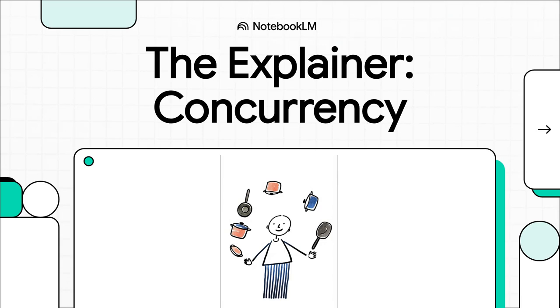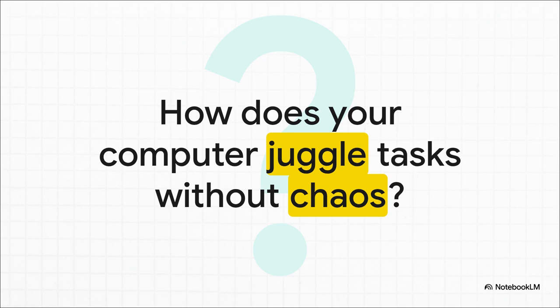Today, we're going to pull back the curtain on this incredible magic trick your computer pulls off every single second. It's called concurrency. I mean, really think about it for a second. Right now, you've probably got a browser open with who knows how many tabs, maybe some music playing, a file downloading in the background, and your operating system is secretly running countless other services. So how in the world does it manage this invisible dance without just dropping everything?